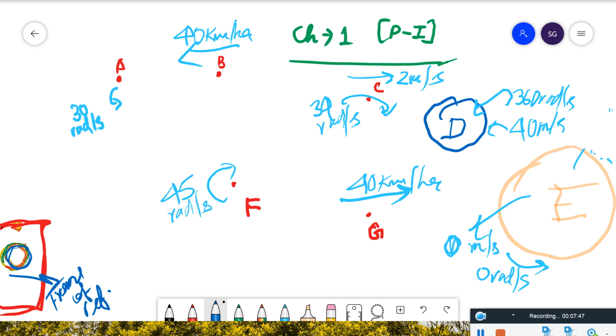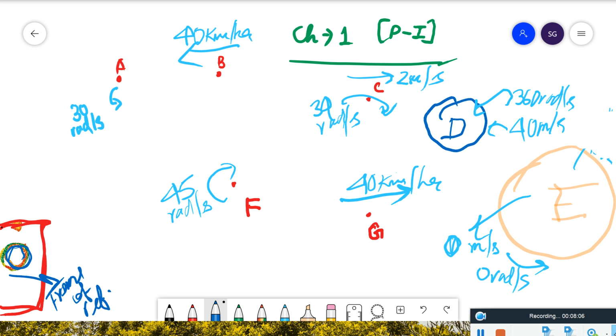Considering this as a frame of reference, I have given the velocities of A, B, C, D, E, F and G. All I have written there considering this as a frame of reference. Okay, now to let you understand better, I will describe these 7 objects in parts.